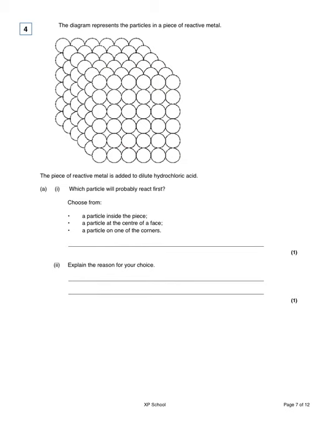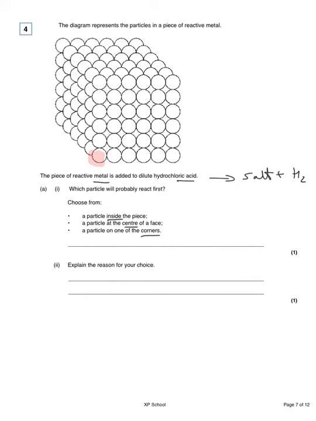Okay, so this question says you've got a piece of reactive metal and it's added to acid. So metal and acid form salt plus hydrogen. Which particle will probably react first? One inside, one in the centre of a face, or a corner? Well, your answer would probably be a corner one, okay?